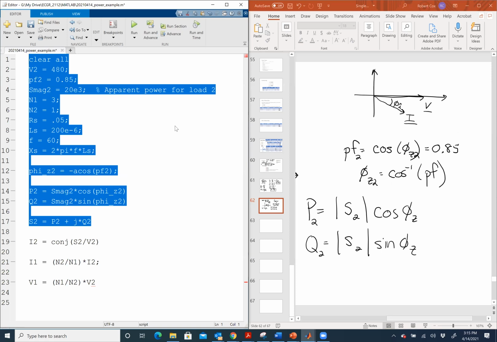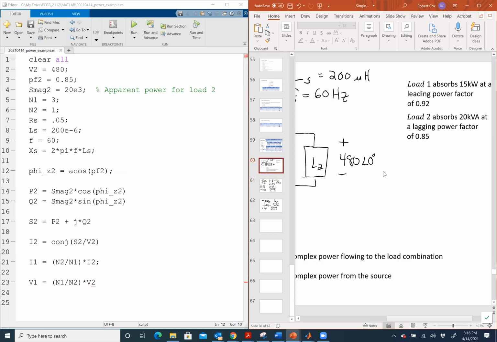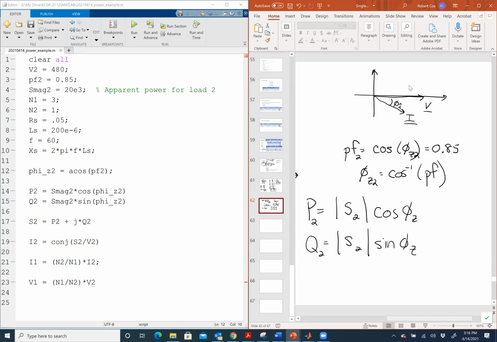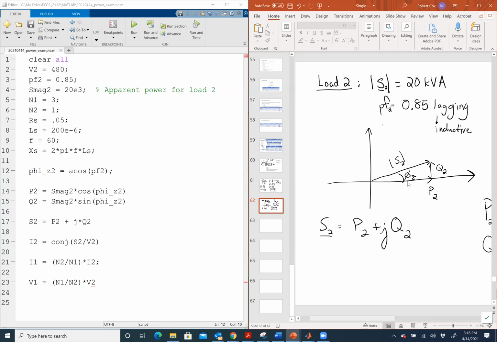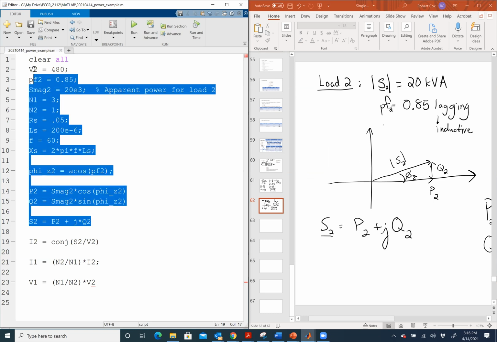Let's just step down from positive, negative, acos. That should be positive. Let me make sure I did this right. Yeah, load 2 has a lagging power factor. So if I had a lagging power factor, that meant my impedance was up in the first quadrant, right? So I'm over here, and I get this result right here. So let's run that.